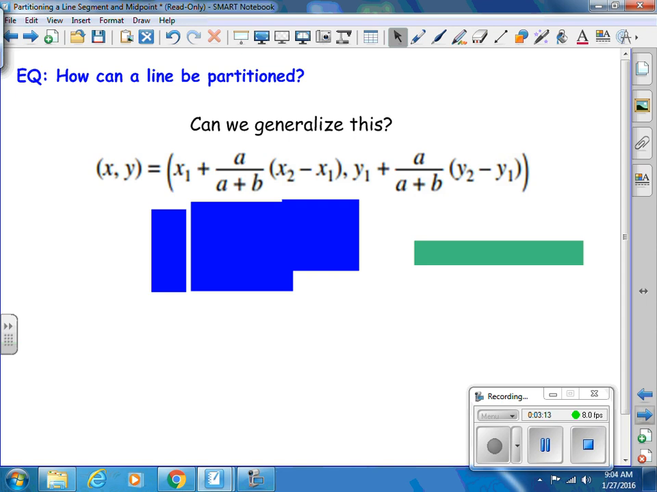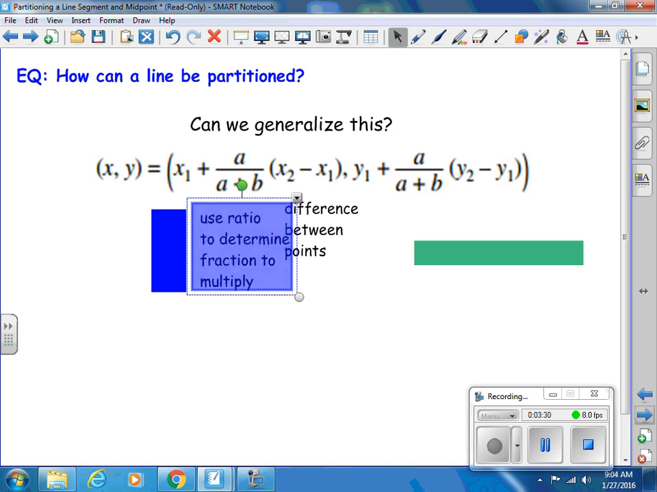How does this generalize? How does this relate to your formula sheet formula? Well, what was the first thing that we did? We subtracted to find the distance along that line. We subtracted x sub 2 minus x sub 1. We found the difference between those 2 points. Then we took our ratio and we added a and b to find the total, and we put the first number in our ratio on top because we wanted to find 1 out of those 4 total pieces.